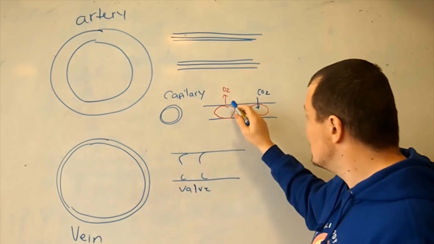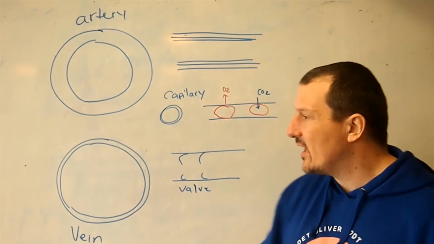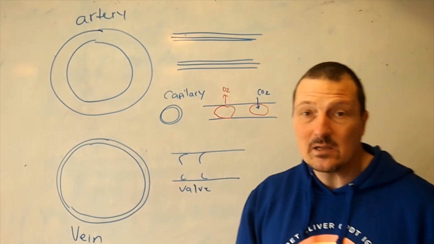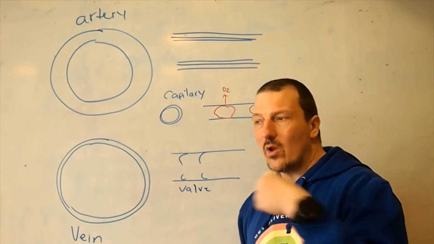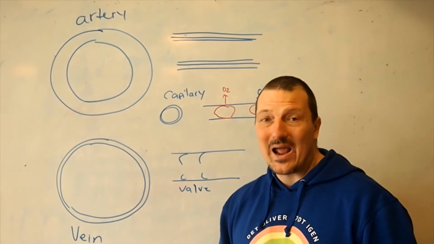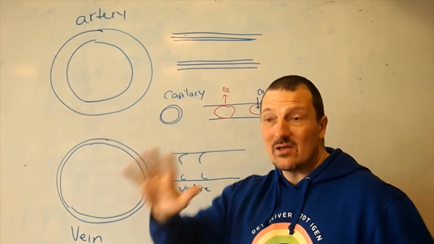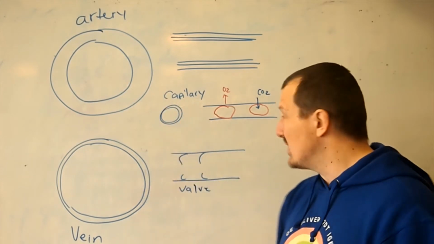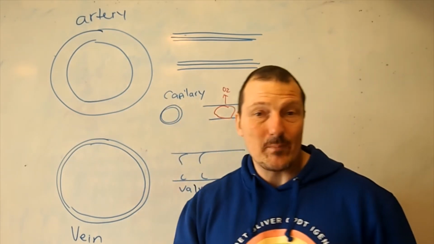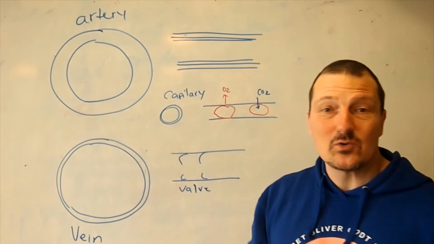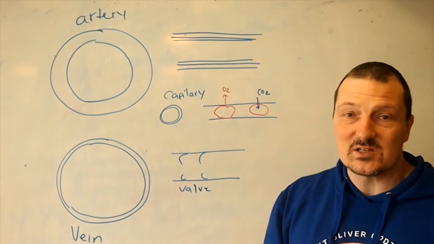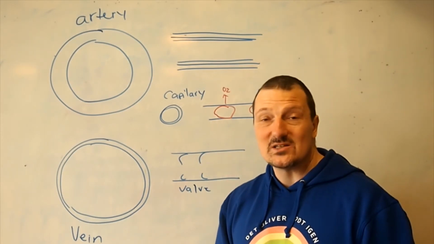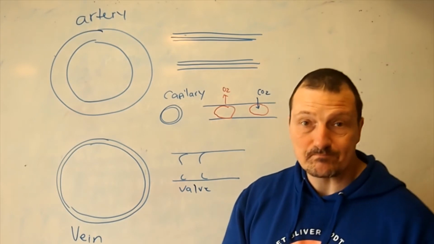Now, for oxygen to diffuse out into the tissue and for CO2 to diffuse in, we need a thin wall and a short distance. So the capillaries are many, they're very small, and you can have a single red blood cell going through at a time. So you have a very, very short distance that the oxygen and CO2 need to diffuse.